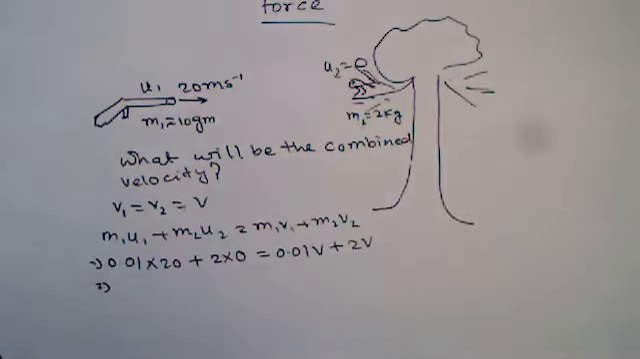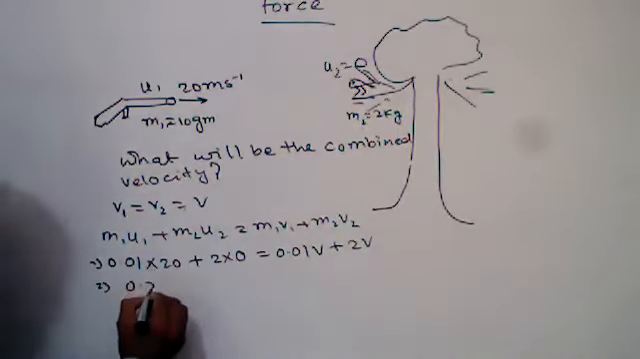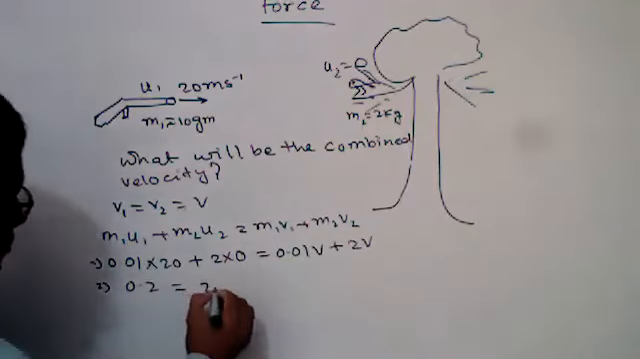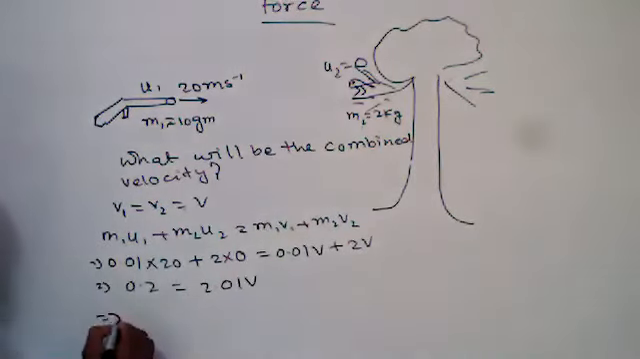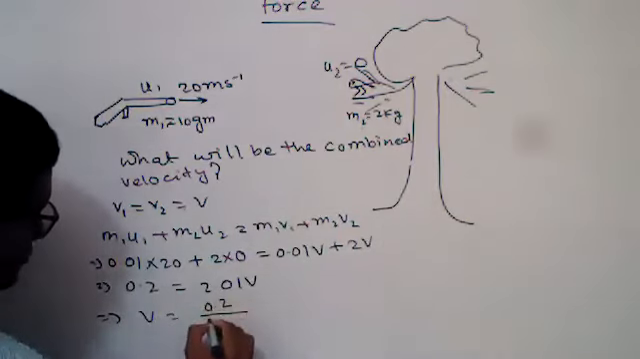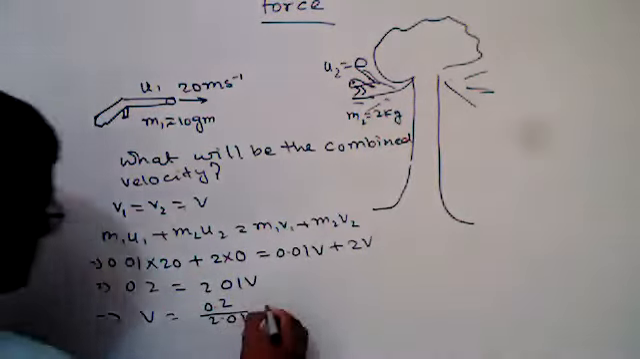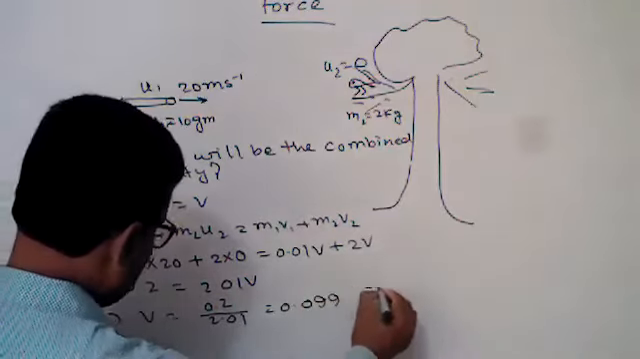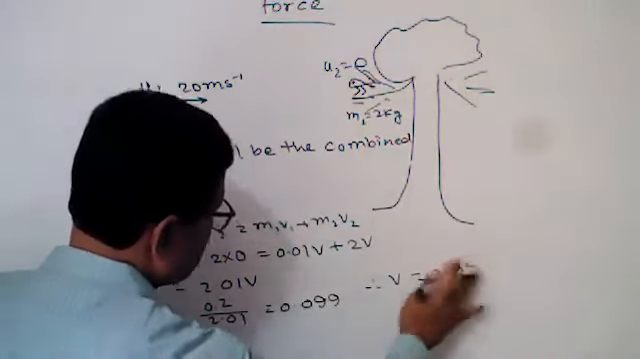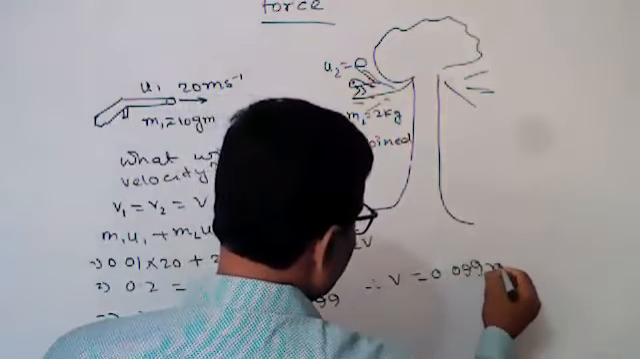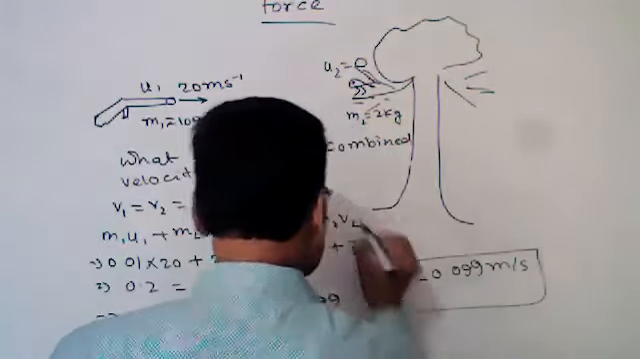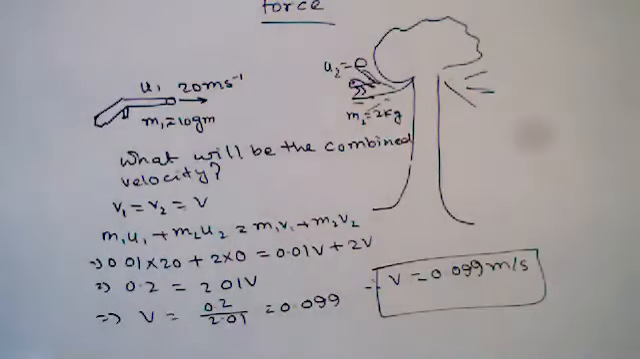Now 20 into 0.01 will be 0.2. So 0.2 equals 2.01 V. So V equals 0.2 by 2.01. So it will be 0.099. So V will be 0.099 meters per second. This is the final velocity of the bullet and bird. Understand?